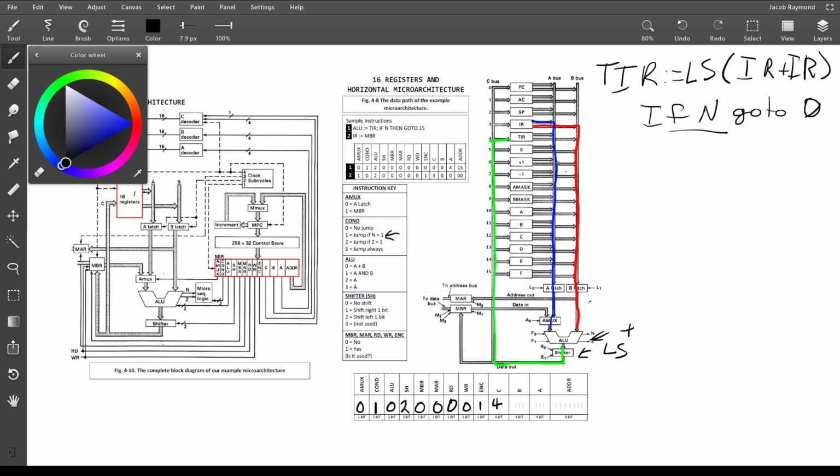B, for the B bus, we'll look on the B bus here. We can see that we're reading IR, which is register 3. So B is going to be 3. On the A bus, we're trying to read from IR, which is register 3. So A is also 3. And then the address here, we're doing go to 0. So the address is 0. Any questions?